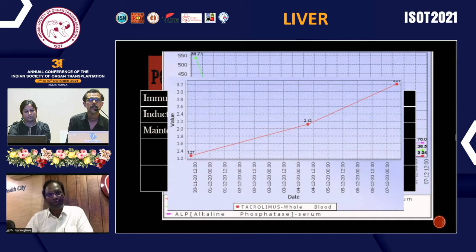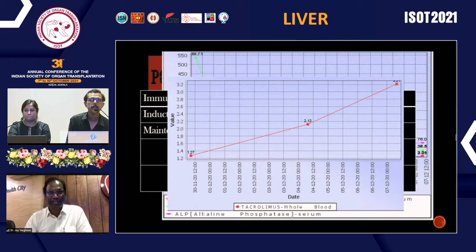Whenever we are going to use induction therapy like basiliximab, we can start the tacrolimus very slowly on the third POD, and we can slowly increase, because our concern is mostly renal sparing. So we can see the patient's urine output and renal parameters. Based on that, we can titrate the dose.